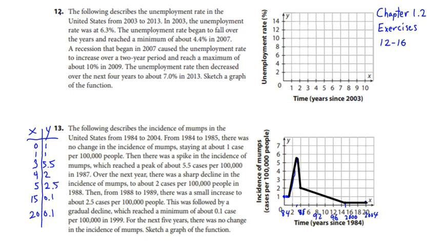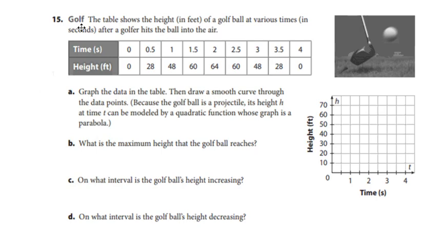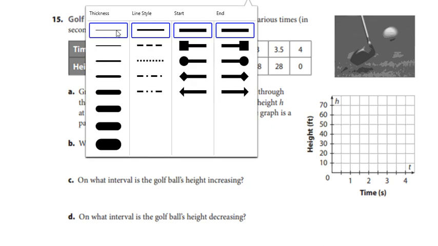Let's go ahead to problem number 15. I hope that was helpful. Again, number 14 looks like a similar process. 15, golf. The table shows the height in feet of a golf ball at various times in seconds after a golfer hits the ball into the air. And this time we are given the table. We don't have to construct the table ourselves, as we did in problem number 13.